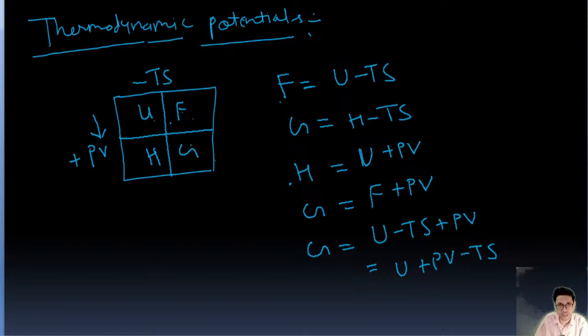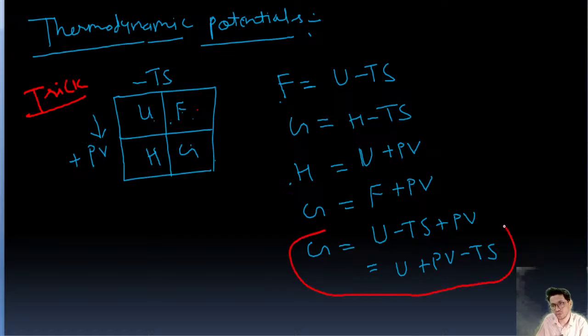This is a trick for memorizing, guys, and it's just simple. You have to make a box and divide it into 4 parts: UF, Uttarakhand forest, and HG, Haryana Gurgaon, and then minus TS, plus PV. So you get F and G in the horizontal direction, then H and G in the vertical downward direction. H equals U plus PV, and the G value is this, and the F value we put from here. This is a very important point, you need to know.